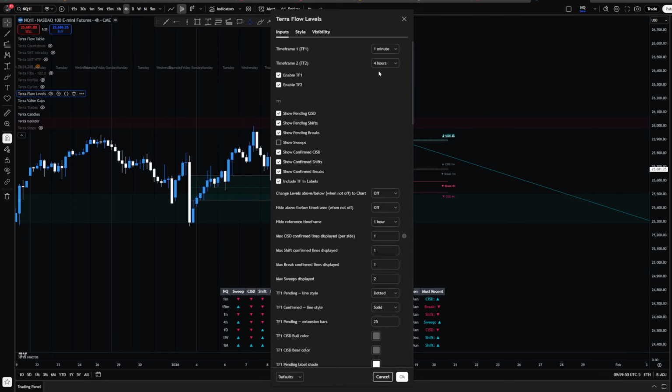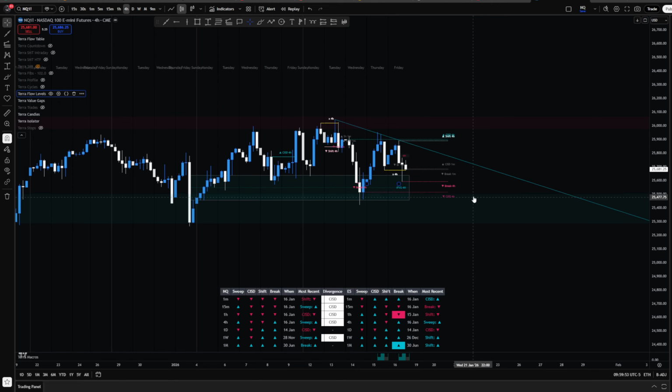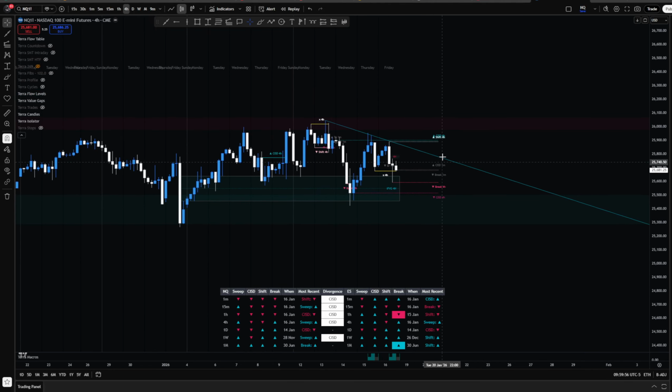Anyway, we're looking at currently the 1 minute and the 4 hour. So the colored ones are the 4 hours, and this is what you get when it comes to Flow State. But for now, I'm just going to turn the levels off. We don't need them right now.